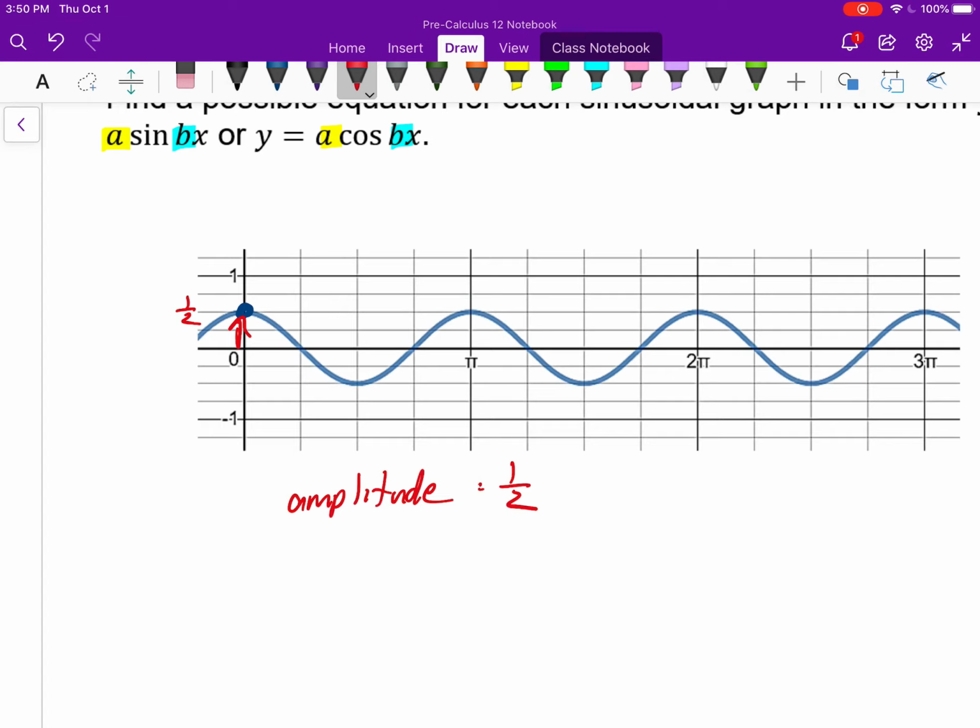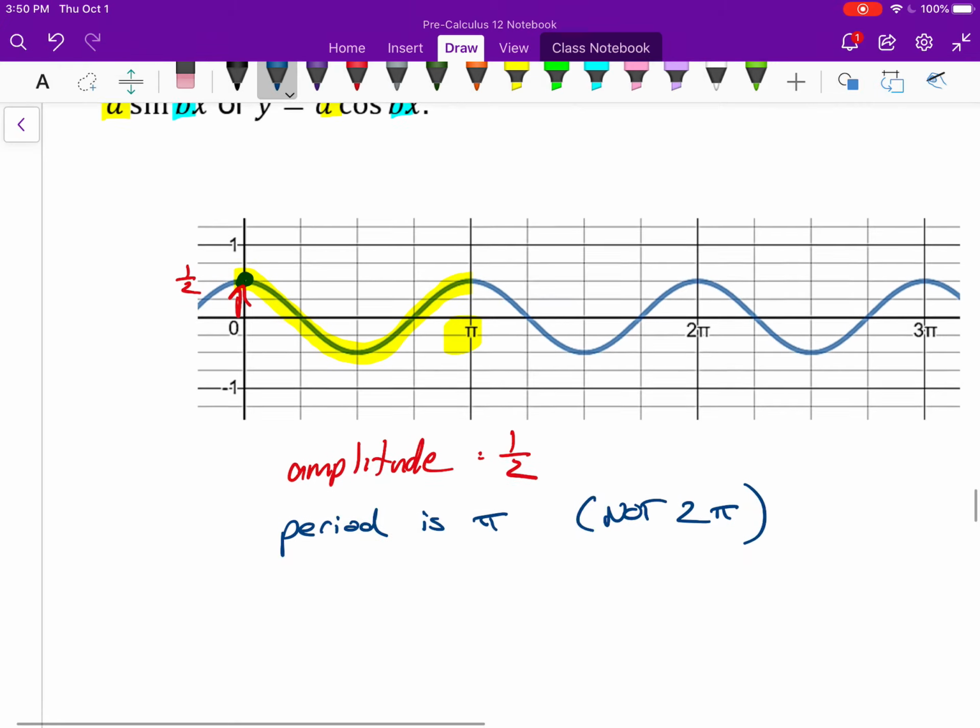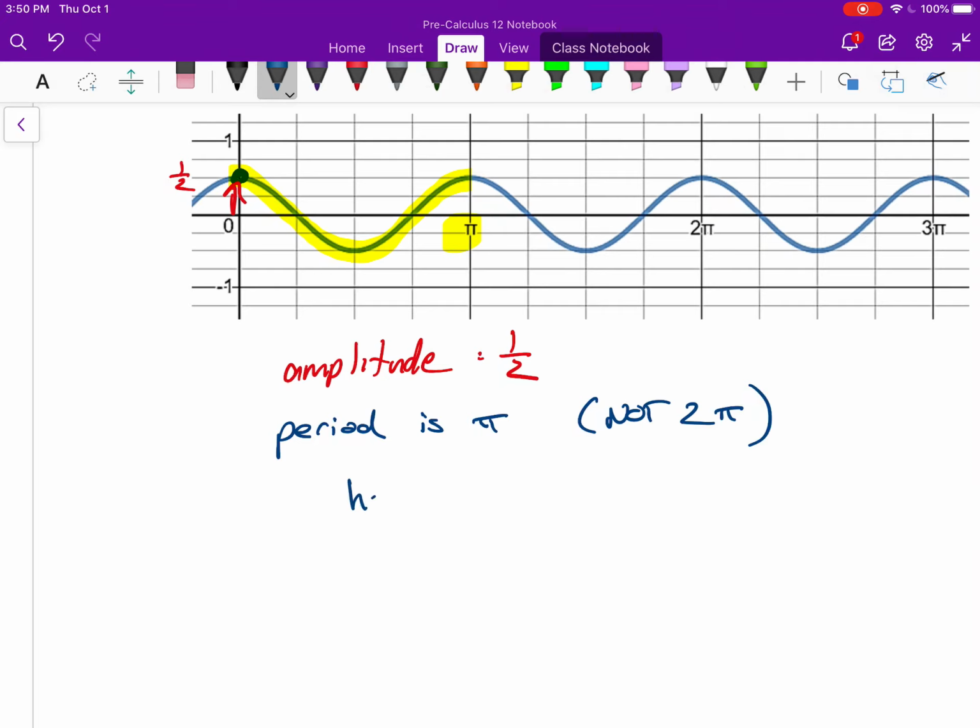However, I also need to pay attention to the period. Notice here is 1 full cycle. That's 1 full cycle of this wave, which is only pi. So my period is pi, not 2 pi, which is what the period normally is. So now I can see, okay, if the period is pi, therefore there must be a horizontal compression by a scale factor of 1/2. That's the only way to make a period of 2 pi normally go down to pi. You have to have a horizontal compression.